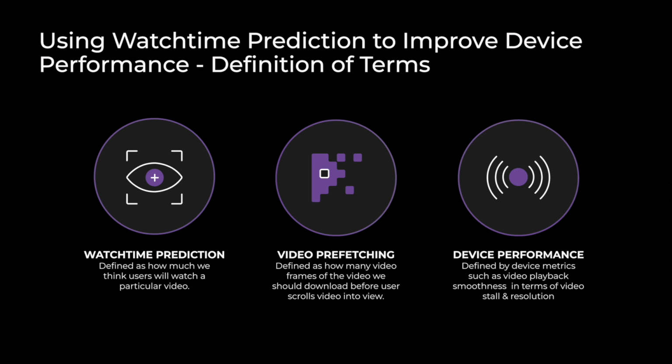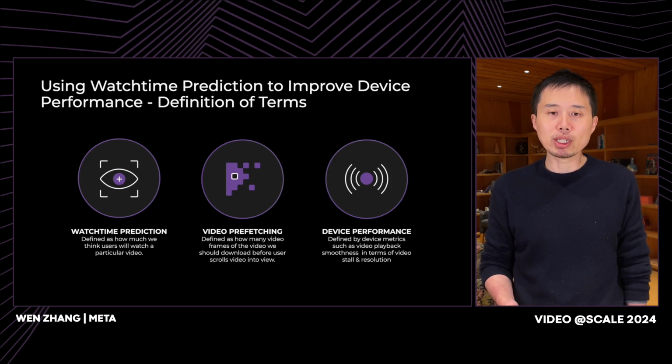We also have device performance. It defines device metrics such as video playback smoothness in terms of video stall and resolution.